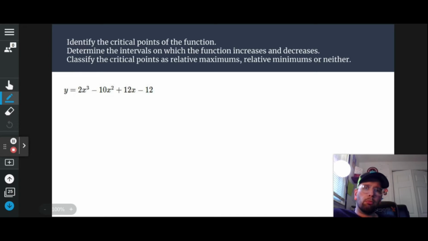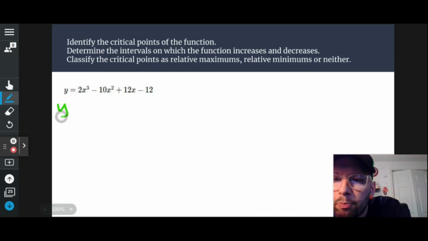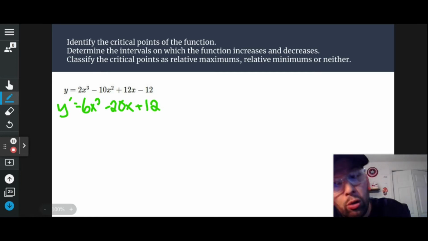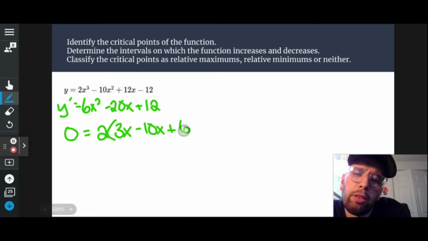Same problem. Oh, that's kind of boring. Y prime is going to equal 6x squared minus 20x plus 12. I can bring out a 2. That leaves me with 3x squared minus 10x plus 6.